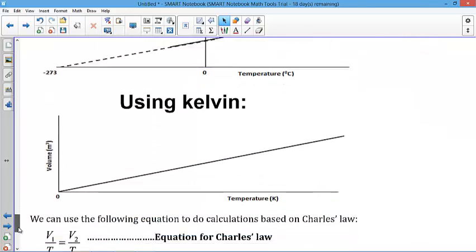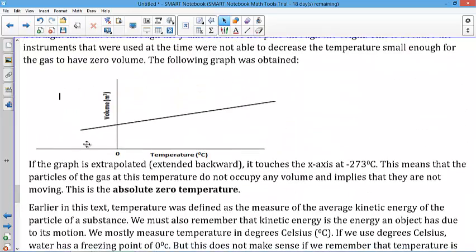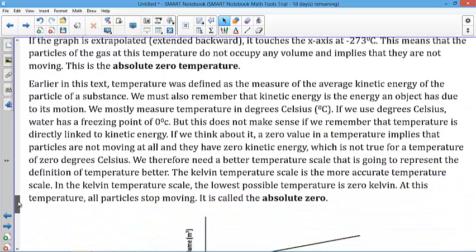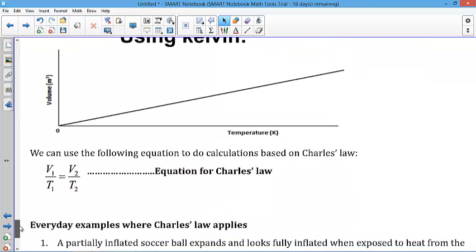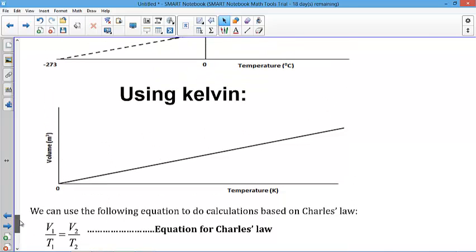On the other hand, the graph that was obtained from the experiment didn't show that at 0 degrees Celsius particles have 0 volume. As a matter of fact, it shows that at 0 degrees Celsius the gas occupies a certain amount of volume, which doesn't really go with the definition of temperature that says temperature is the average kinetic energy of particles, which means if particles are moving, they should occupy volume. If particles are not moving, then they do not occupy any volume, or the whole gas doesn't occupy any volume.